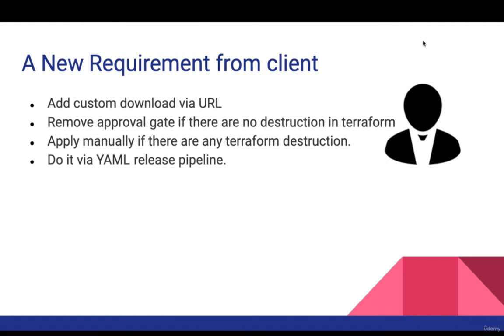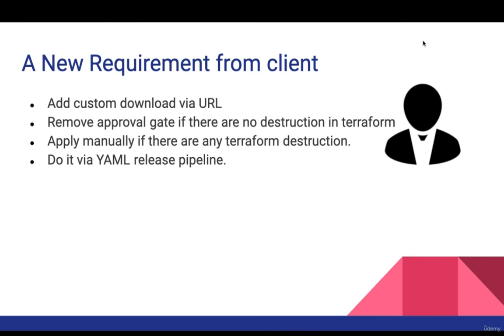four requirements. He wants you to remove all the snippets which you have copied from the release cycle, and he wants you to add a custom download URL for Terraform so that you could variabilize it and use it from the HashiCorp official website. He also has a requirement wherein if there are no destructions in Terraform for infrastructure, he doesn't want any approval gate. He just wants you to go ahead and deploy if there are no destructions.